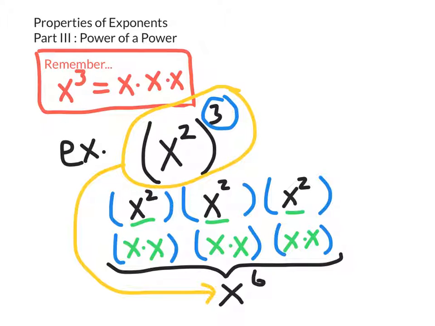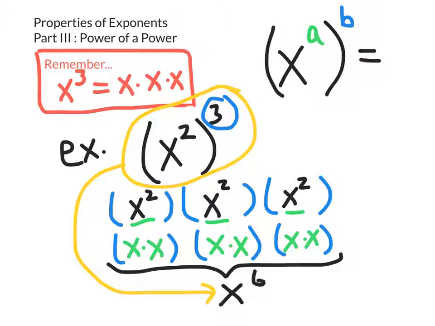What I want to do right now, up here in the corner, is write the general form of a power of a power. So I'm going to have x to the a power, and that whole thing is going to be raised to the b power. So I'm going to write this like this: x to the a, that whole quantity to the b.